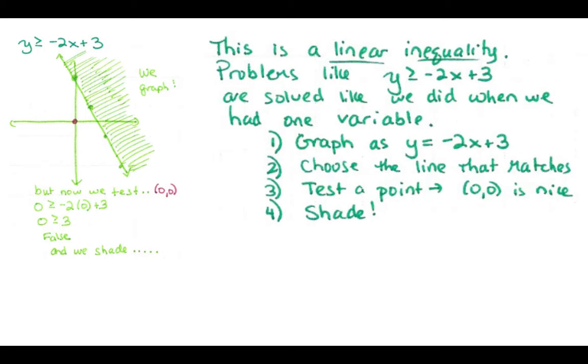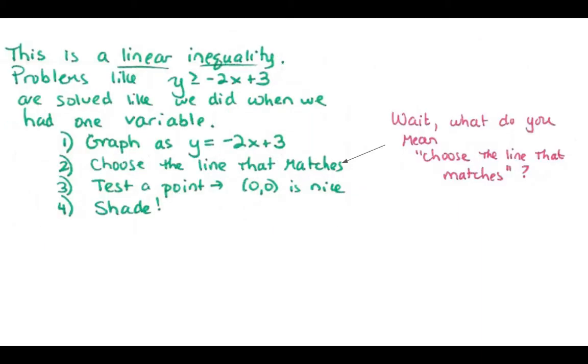Then we need to choose the line that matches. We'll get to that in a minute. You're going to test a point. 0, 0 is nice. Anything not on the line makes a good test. And then we shade. Now wait a second. Let's get back to that. What exactly do you mean by choose the line that matches?